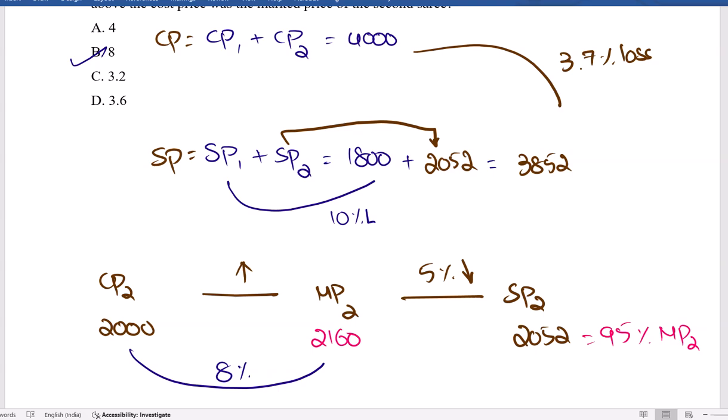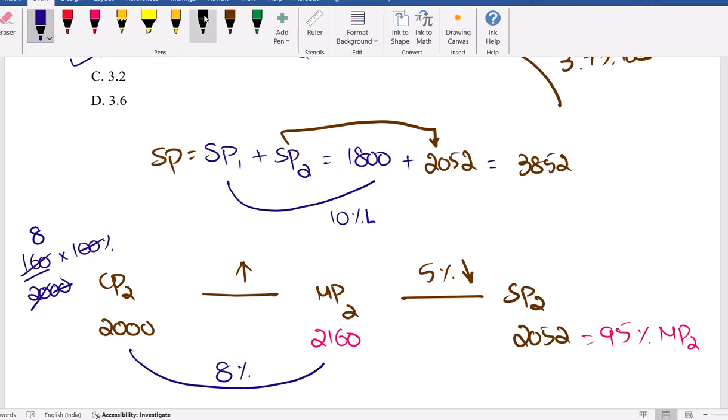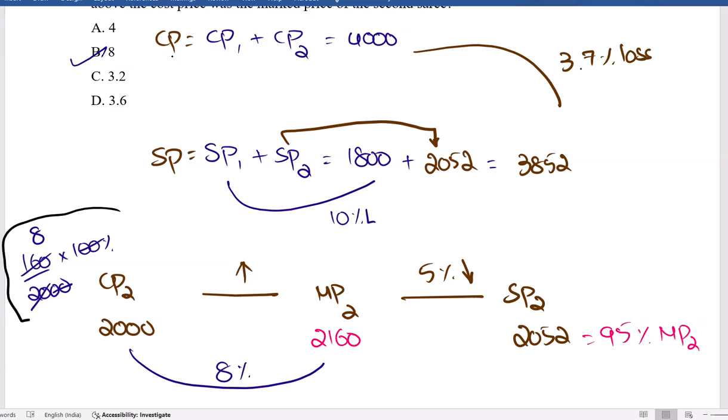2000 becomes 2160 means 8% increase. Increase is 160 with respect to the basic. Percentage increase is how much increase with respect to initial value into 100. Increase is 160, initial value 2000 into 100. If we handle this, 2 and 0 cancel, this is 8. 8% is the answer. You can have a clear understanding here. How much increase with respect to initial value? 8% increase.